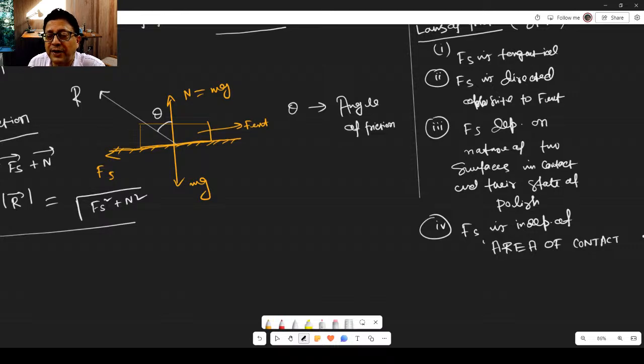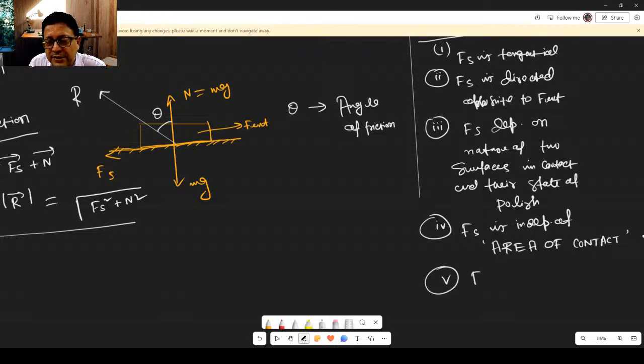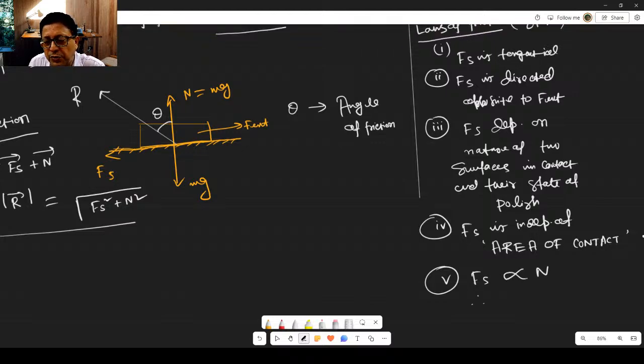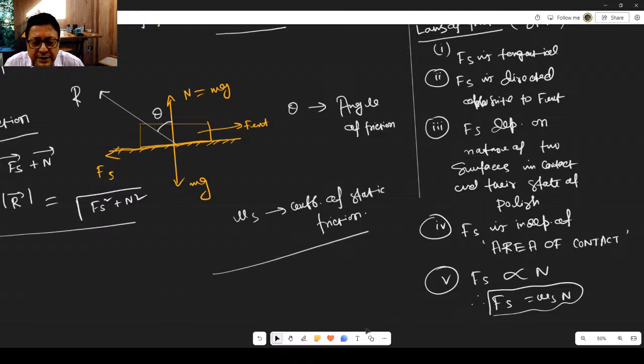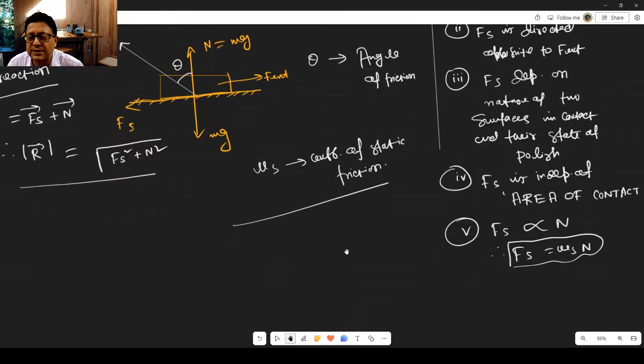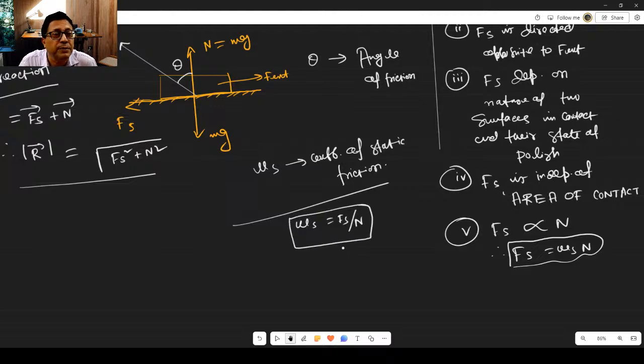Then what is Fs? How to find its magnitude? That Fs is directly proportional to N. So Fs equal to mu s into N. This mu s is called coefficient of static friction. Mu s equal to Fs by N. This is coefficient of static friction. Okay, clear?